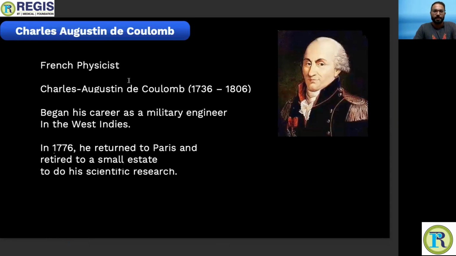Okay. So there was a scientist named Mr. Coulomb, and he was a French scientist. We don't need to focus on his history. We must focus on his learning, his experiments, and the famous formula. So let's start our next topic.